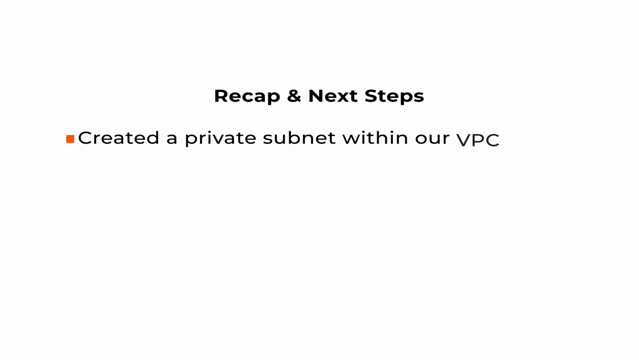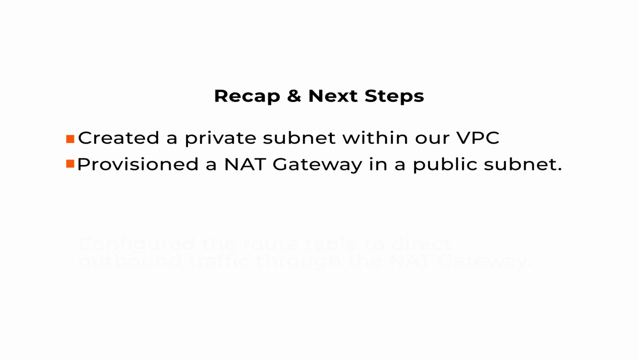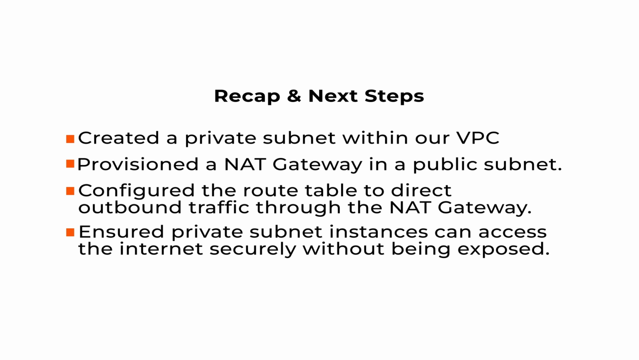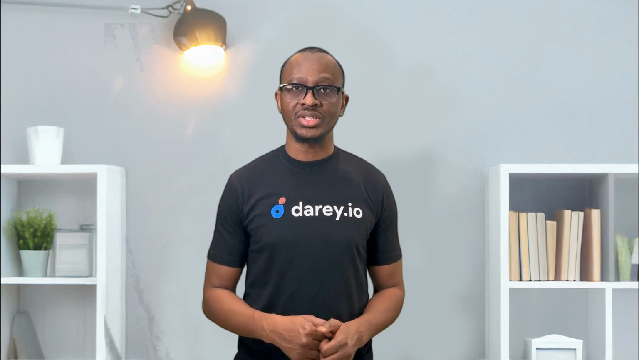Recap and what's next. In this demo, we successfully created a private subnet within our VPC, provisioned a NAT gateway in a public subnet, configured the route table to direct outbound traffic through the NAT gateway, ensured private subnet instances can access the internet securely without being exposed. This is a fundamental networking setup in AWS, especially for secure architectures that require controlled internet access.